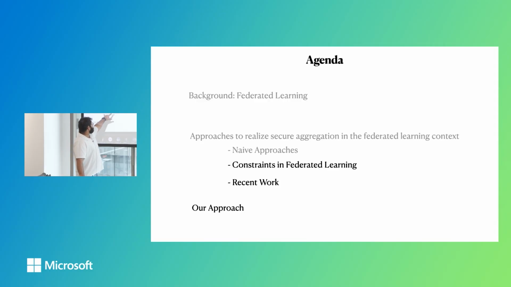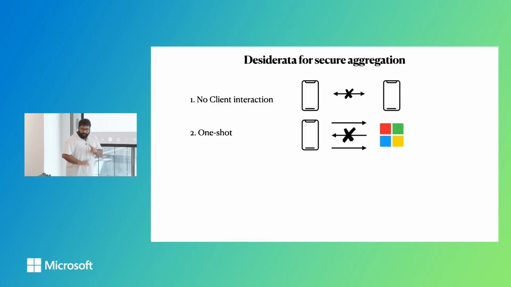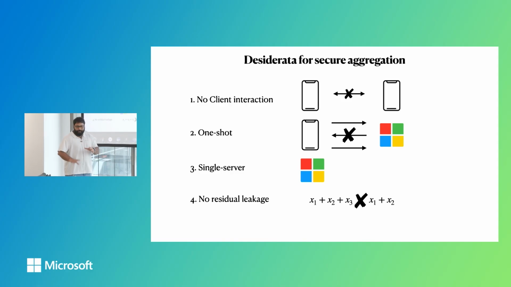Okay, so now I'm going to talk about what these constraints are, and I will just reiterate what I just mentioned so far. The first one is that I don't want any inter-client interaction. I want it to be one shot, right? I don't want any interaction between the client and the server. I want a single server. I don't want two servers in my protocol. And finally, I don't want my protocol to suffer from the residual leakage attack. All right, so these are the main constraints in our secure aggregation protocol in the federated learning space that we want to solve. Okay, so any questions so far?